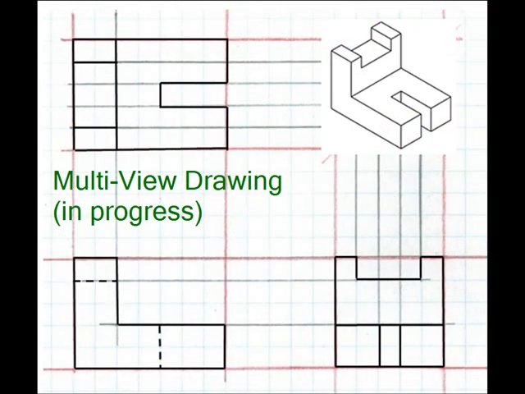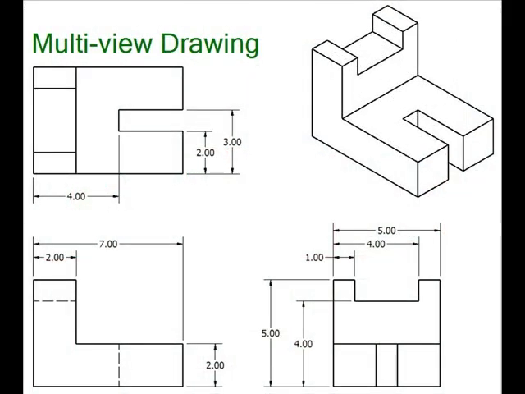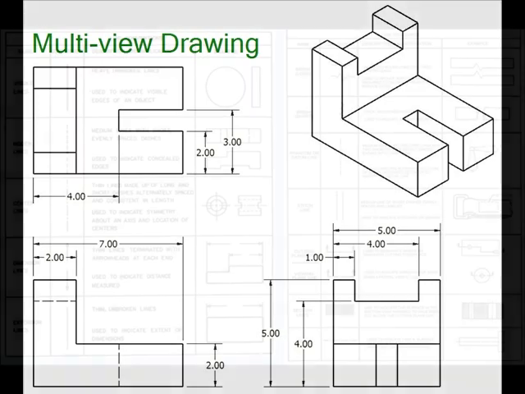Multi-view drawings show two or more two-dimensional views of a three-dimensional object. They provide the shape description of an object, and when combined with dimensions, they serve as the main form of communication between engineers and manufacturers. The example included is what a completed multi-view drawing would look like, with the dimensions and the three different views, plus the isometric drawing of the object.